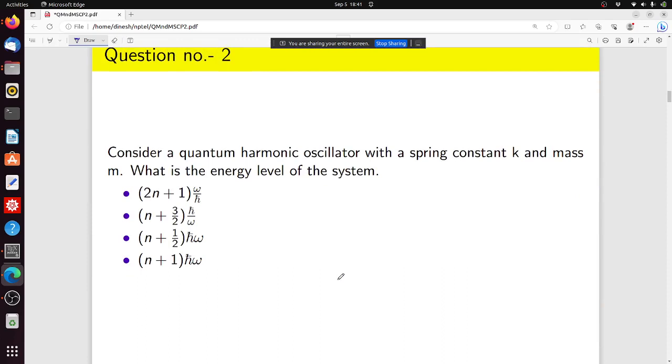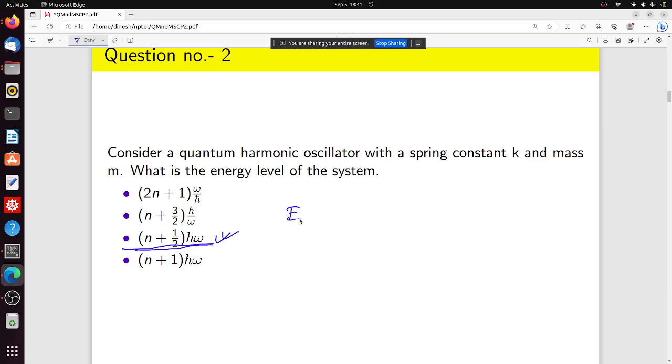Okay, consider a quantum harmonic oscillator with spring constant k and mass m. Then what is the energy level of the system? I assume you already have some knowledge about quantum mechanics, so you know the answer. It's pretty standard quantum harmonic oscillator. N plus half h cross omega. This is the right answer.